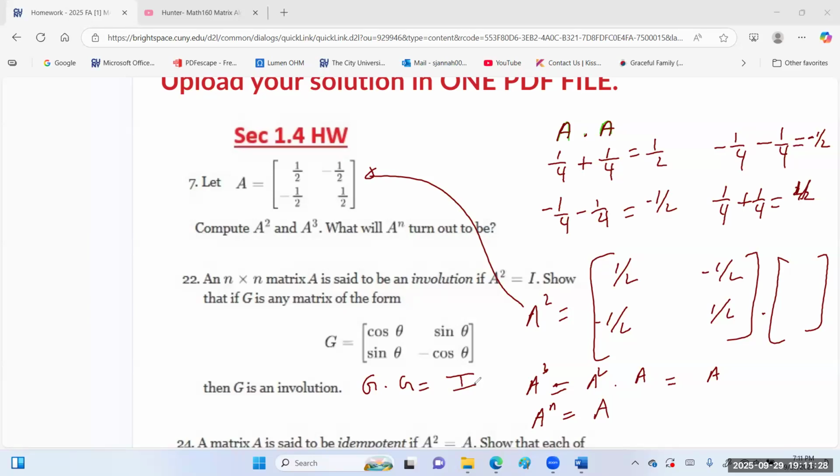Now, what type of identity matrix you're going to have here? 2 by 2 or 3 by 3? Good, 2 by 2. So you're going to have an I2. How do you write the identity matrix for 2 by 2? 1, 0, 0, 1. So here you're verifying. If you multiply G with G, do you get 1, 0, 0, 1? This is what they're asking you to do.